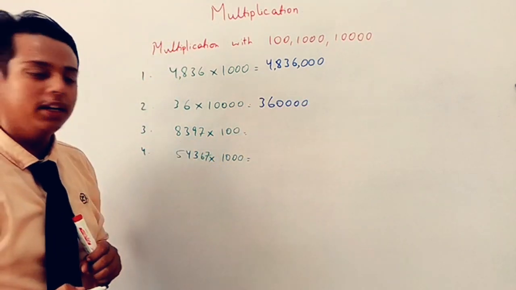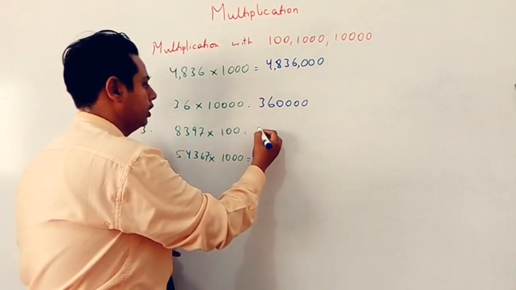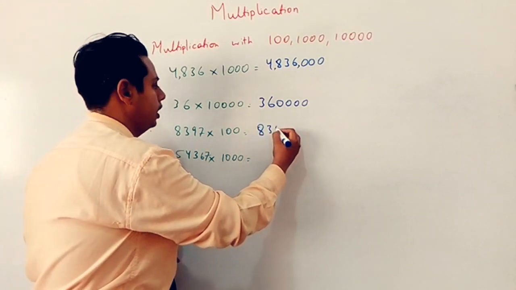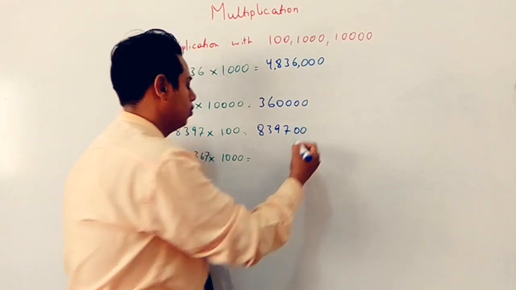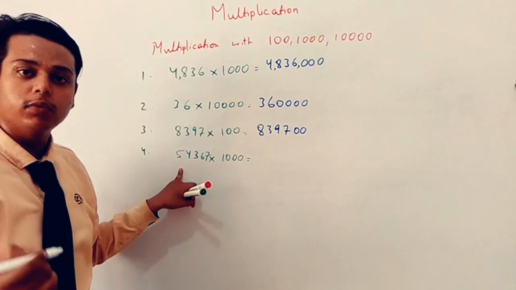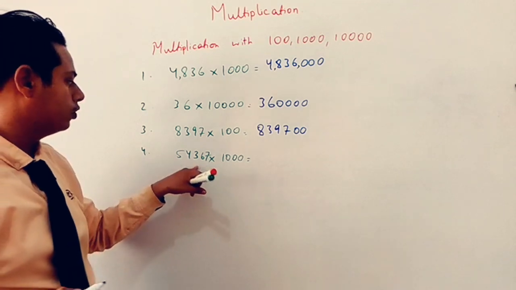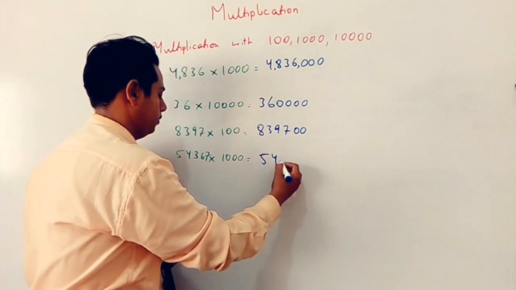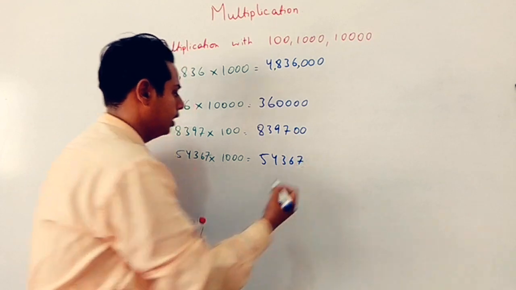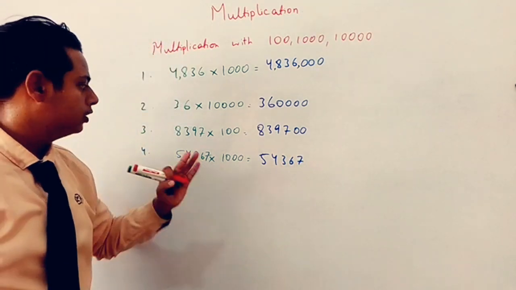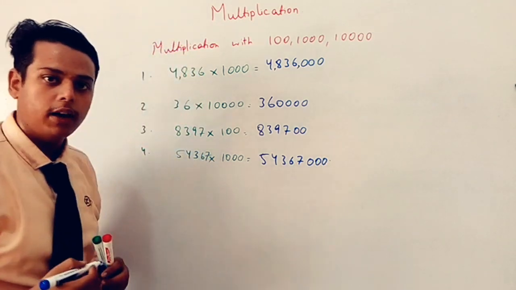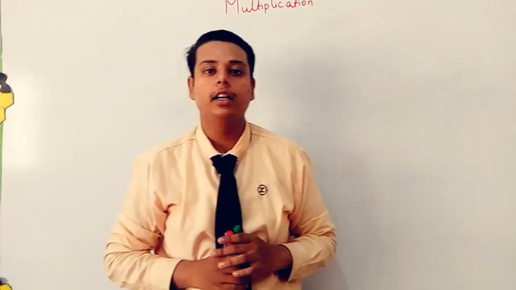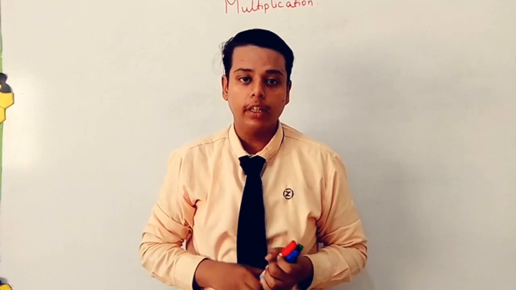In this one, how many zeros are there? 2 zeros. So first of all, I have to write the number 8397, and how many zeros? 1 2. Now come to this one. In this one, what is the number? 54367. And how many zeros are we having? 3 zeros. So 1 2 3. Fine. Also, these are different numbers with 3-digit numbers.